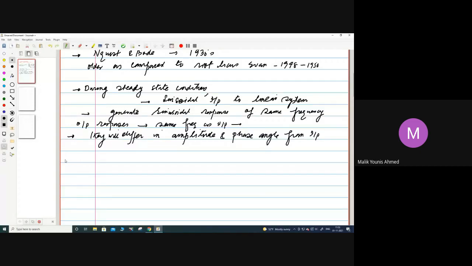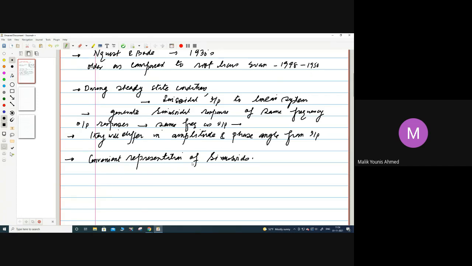Now, before going to this frequency response in detail, let us first talk about the convenient representation of sinusoids. Before we define the complete frequency response, let's look at the easy form, the convenient representation of the sinusoids.